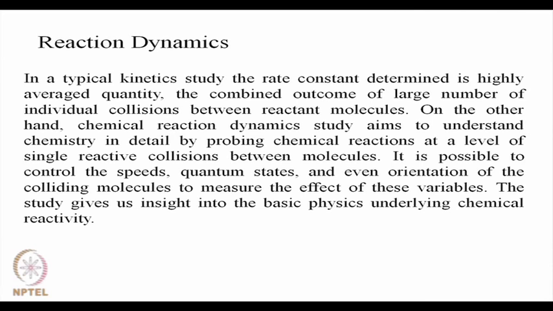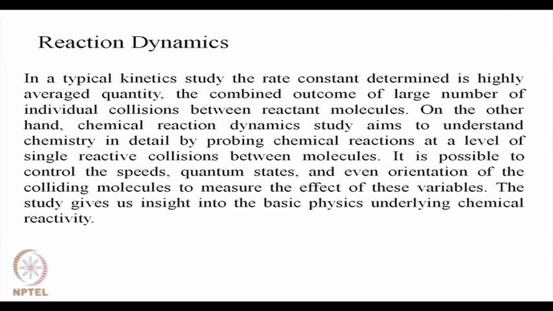We want to approach an understanding at the molecular level. It is possible to control the speed, the quantum states, like quantum state selection I discussed, and even the orientation of the colliding molecules, to find out the effect of these variables. Speed is one variable, selected quantum state is another, then orientation. These are very important variables that can control the chemical reaction, so that we have a clear-cut understanding at the molecular level of how each affects the overall thing, and preferably in the gas phase it is easy to control.